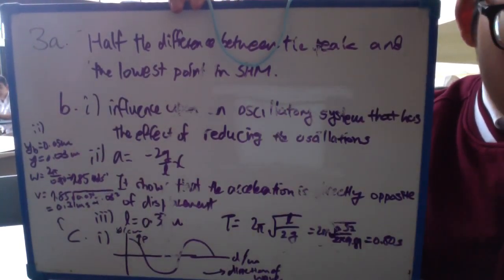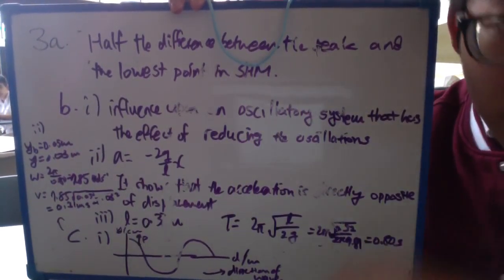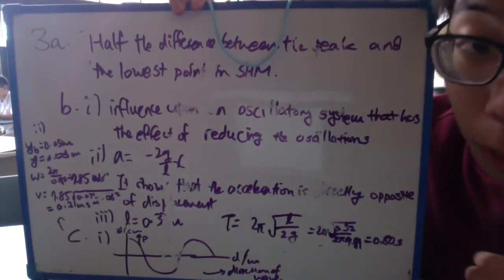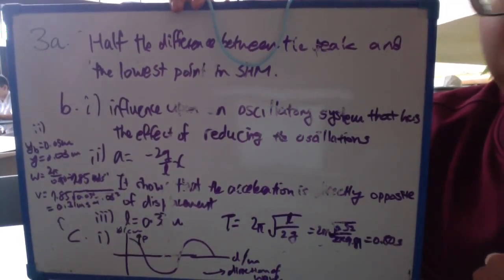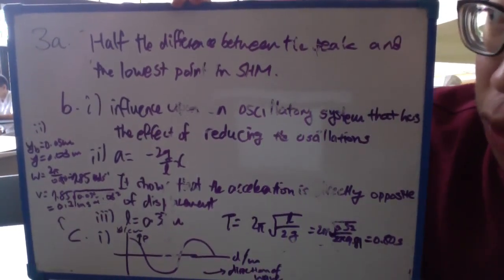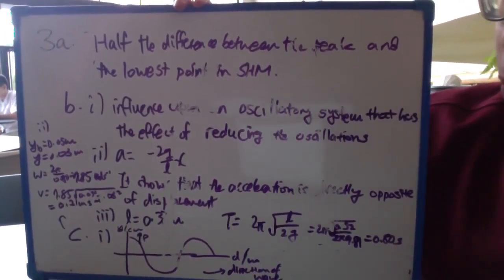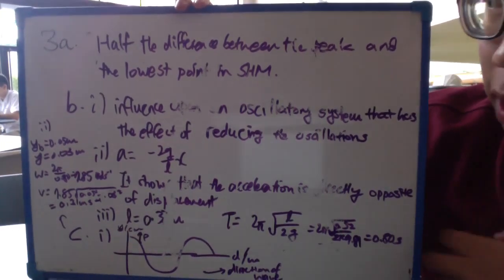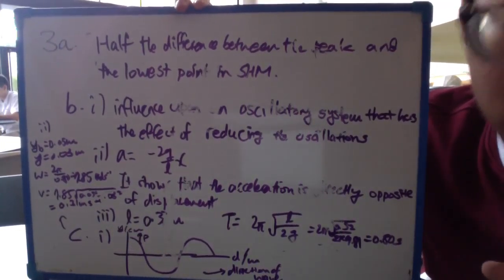Question 3A asks, by reference to simple harmonic motion, state what is meant by amplitude. According to the IB definition, amplitude is equal to half the difference between the peak and the lowest point in simple harmonic motion.